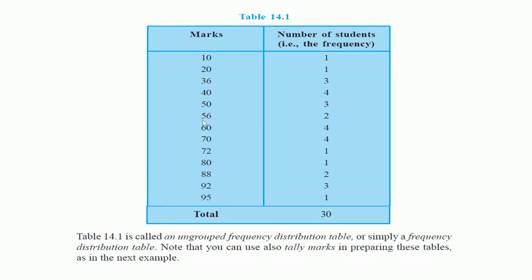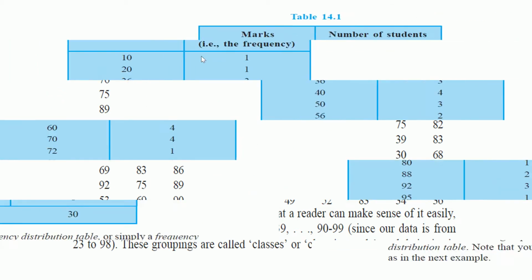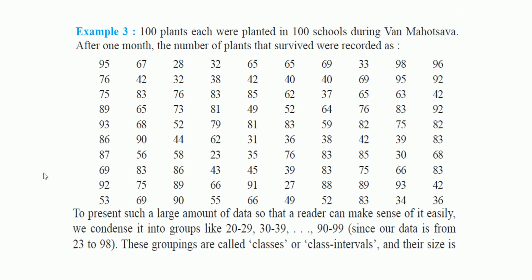So what can be done if the amount of data increases? We cannot go like this. Even if we write 100 numbers, that is as good as writing the numbers like this. Okay? So there has to be some other way. The other way is to group the data.